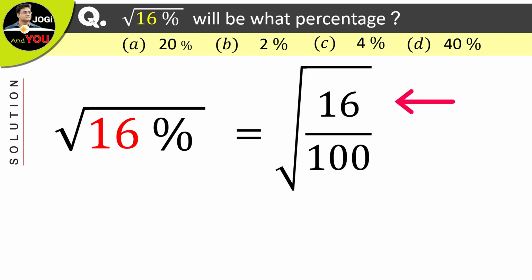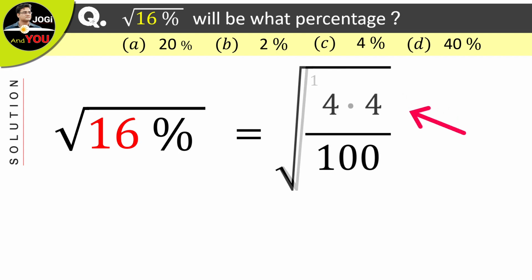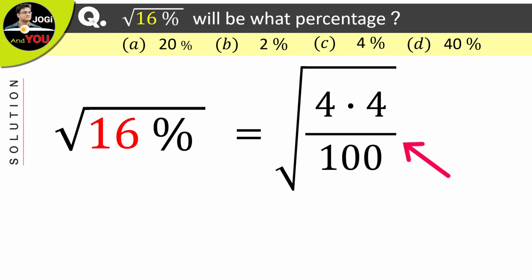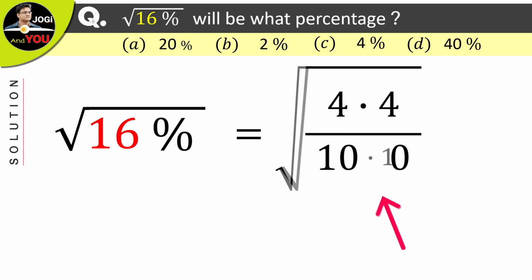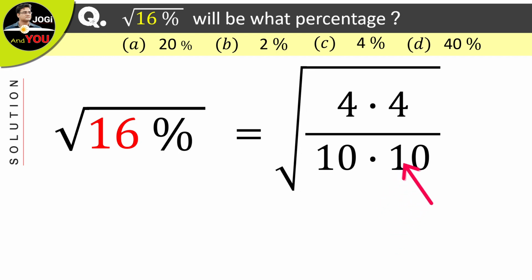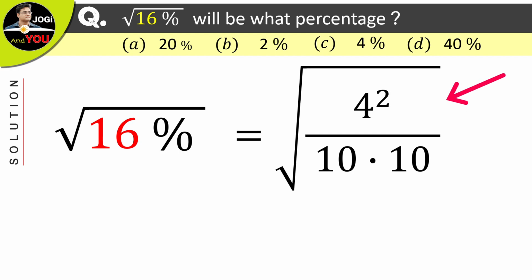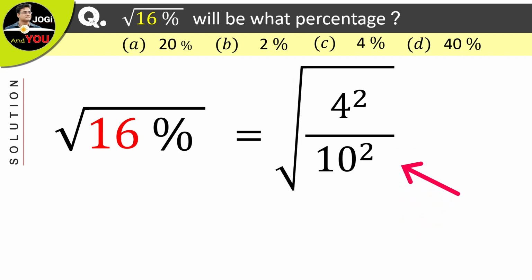Now, this 16, if you factor it out, will be 4 times 4. And this 100 will be 10 times 10. In the numerator, 4 times 4 becomes the square of 4. And in the denominator, 10 times 10 becomes the square of 10.